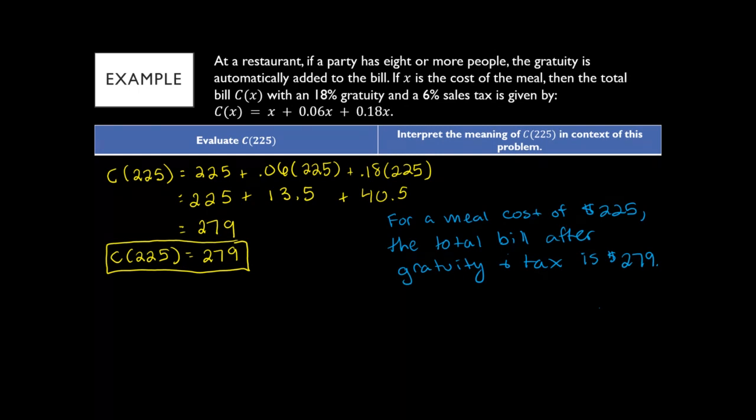I like to give an example of if you're on the job and somebody asked you to solve a problem, if you gave them the answer C of 225 equals 279, they're going to be like, what are you talking about? But if you tell them, oh, for a meal cost of 225, the total bill after gratuity and tax is 279, they understand what you're talking about. So when you have word problems, we like to put our answers in words, in context, so that it actually makes sense to somebody, because that's all about communicating the math. It's fine to do the math and get your answers, but you want to be able to communicate that in a way that others can understand. That's why we're being asked to interpret the meaning: how do you then communicate this answer? What does this answer actually mean?